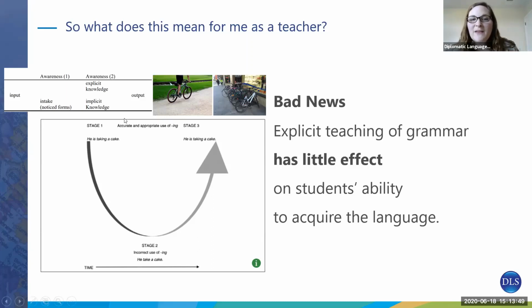If some of these things that we've been talking about here aren't happening, if they're not having a chance to experience enough input to notice things, if they're not practicing enough and rearranging their inner language, there's only so much that you as a teacher can do.